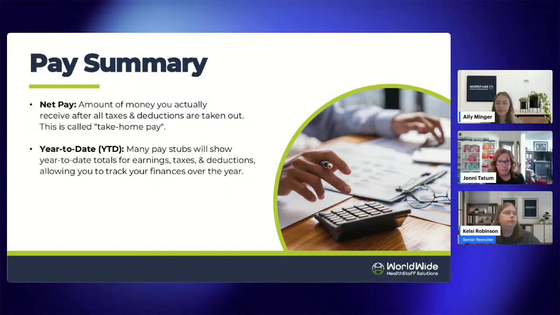Year to date is the cumulative total of earnings, deductions, and tax withholdings since the start of the year. Generally on a pay stub, there'll be a column for the current amount and a column for the year-to-date amount. And that applies to earnings, deductions, taxes, etc. But a pay summary is what you made in total, what was taken out, what you get to keep or take home, and how it all adds up for the year. Next.